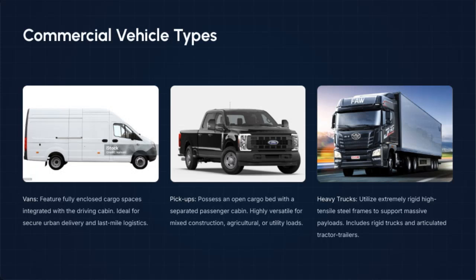Let's take a closer look at the different types of commercial vehicles. First, we have heavy trucks. These vehicles are built with extremely rigid, high-tensile steel frames, which are essential for supporting very large payloads. They include rigid trucks and articulated tractor-trailers, and their design is all about durability and strength to handle heavy loads efficiently.